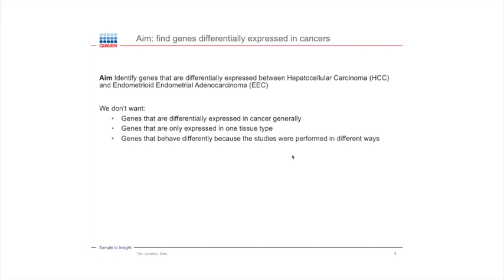And I certainly don't want genes that look interesting only because they're housekeeping genes that are always present in the liver and never present in the uterus, for example. So I'm not interested in things that are just to do with the tissue type. And I'm certainly not interested in genes that behave differently because of this batch effect, just because these studies that I'm going to talk about next were done at different times by different people.